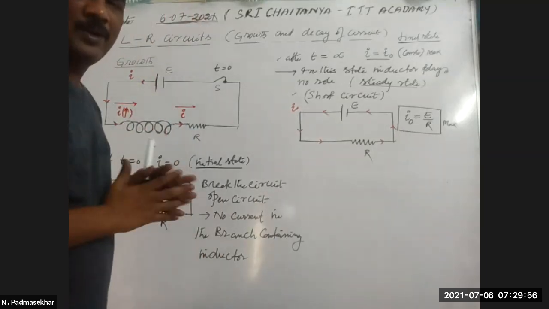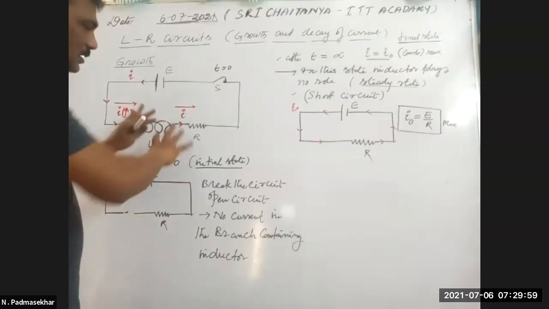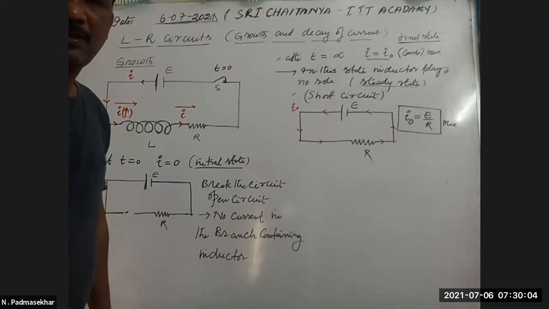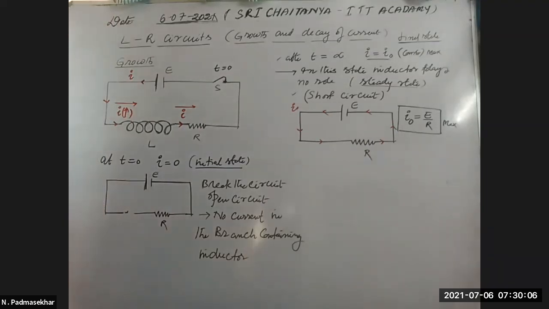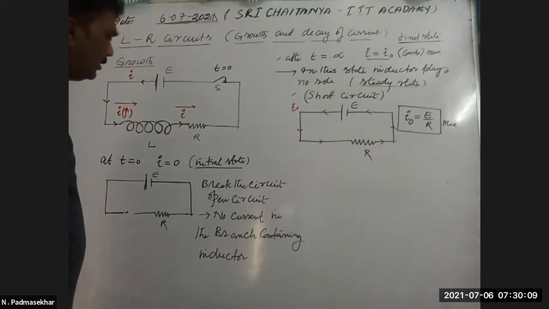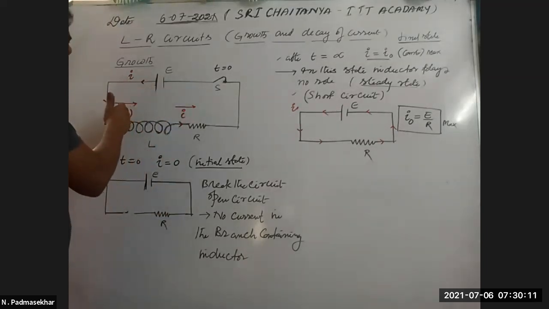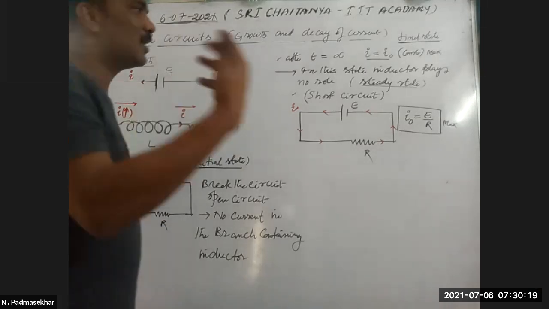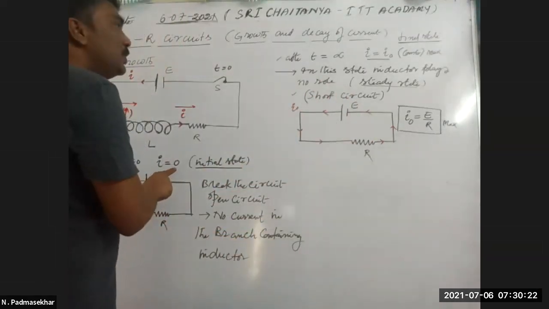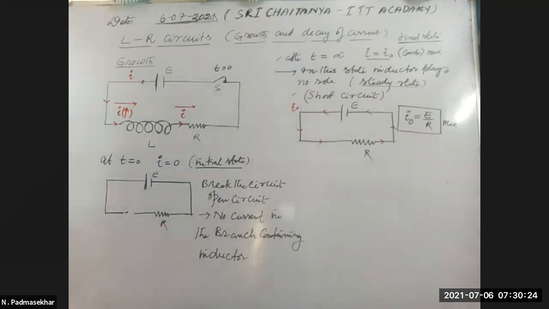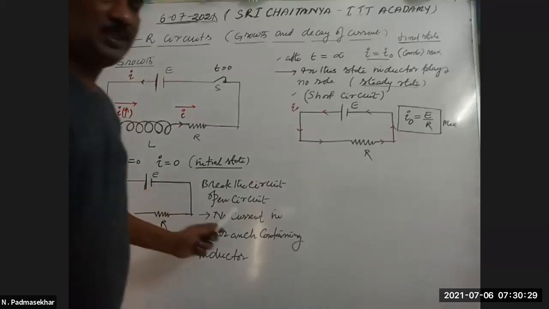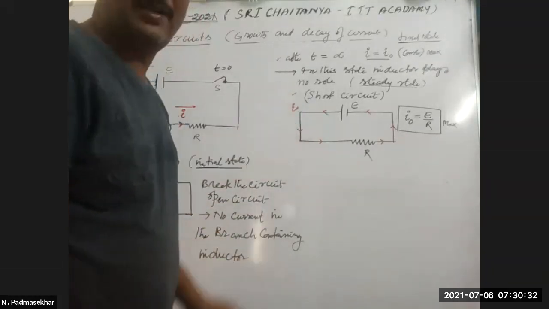Now I want to find out the current passing through the circuit at another time, that is, between 0 and infinite. This is the initial state, and this is the final state.